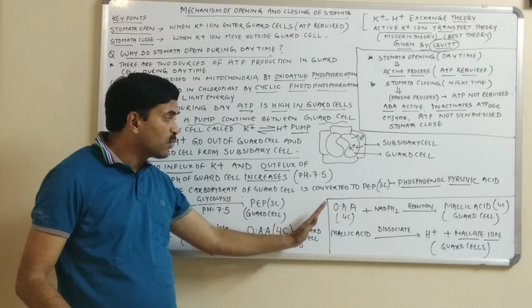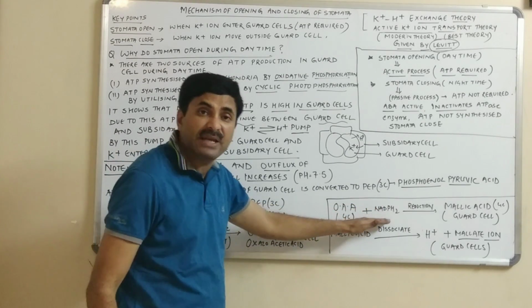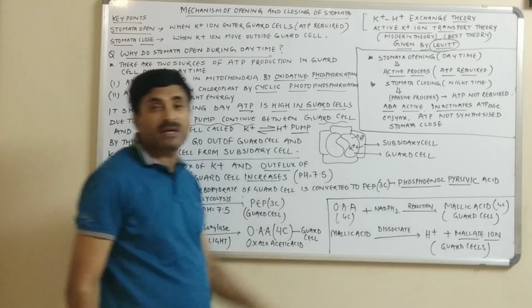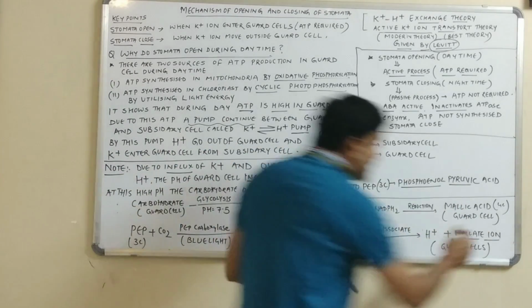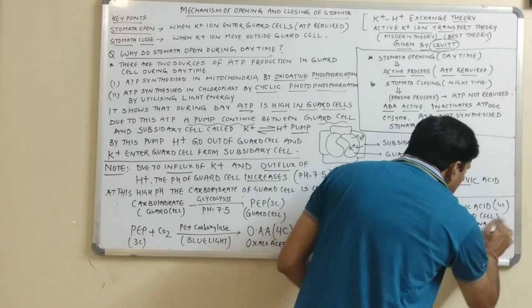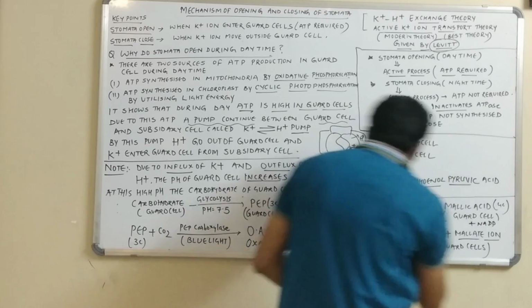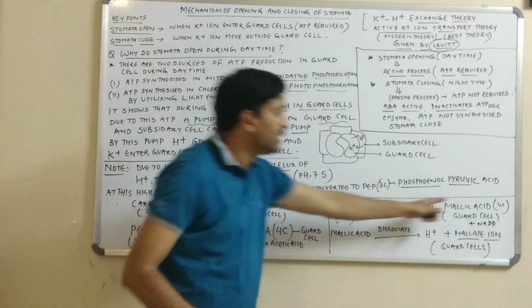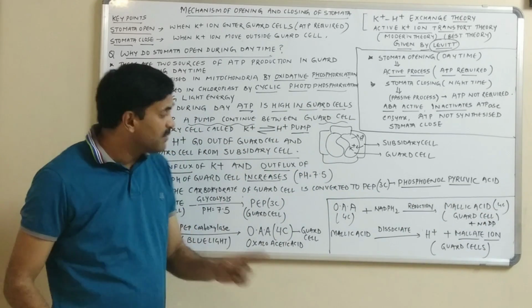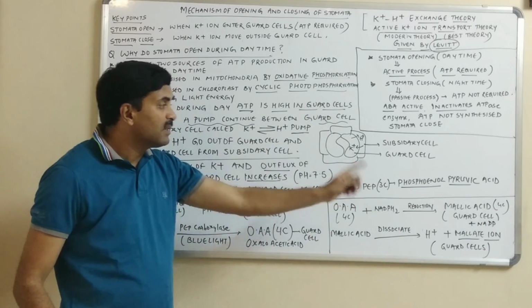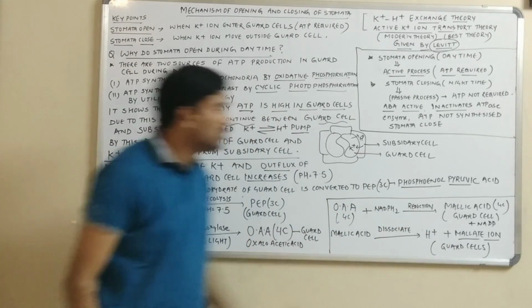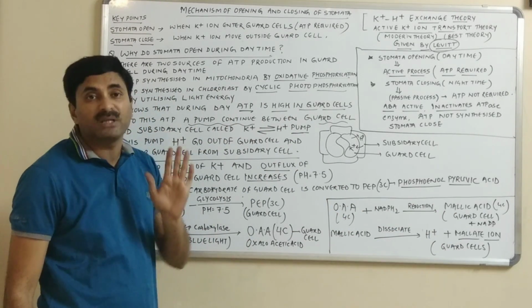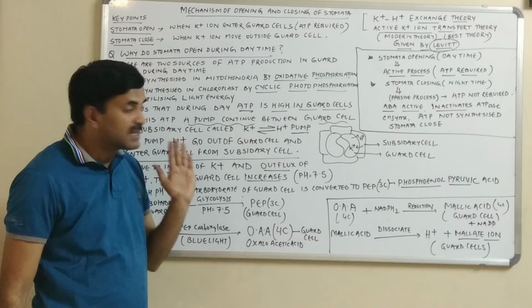Now, what happens? That oxaloacetic acid combines with NADPH2, and the process of reduction occurs, and NADPH2 is converted into NADP. See here, NADPH2 is converted into NADP, and oxaloacetic acid is converted into malic acid. Again, I am repeating, oxaloacetic acid converts into malic acid in the guard cell, and NADPH2 is converted into NADP. Now, what is formed in the guard cell? Now malic acid is formed.